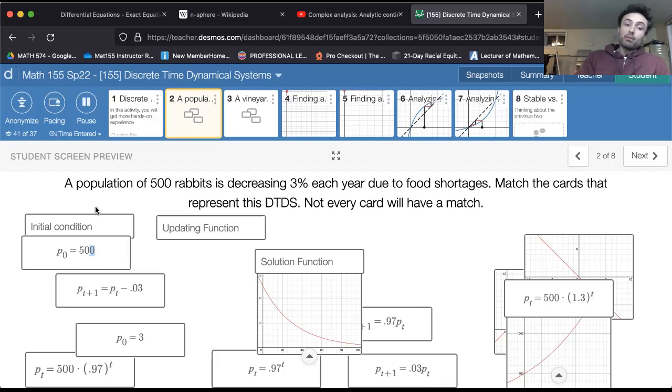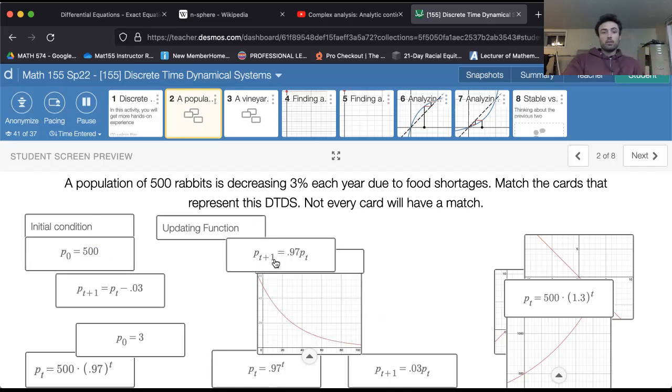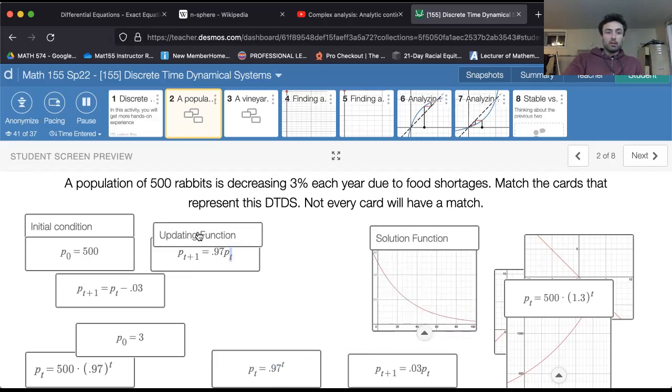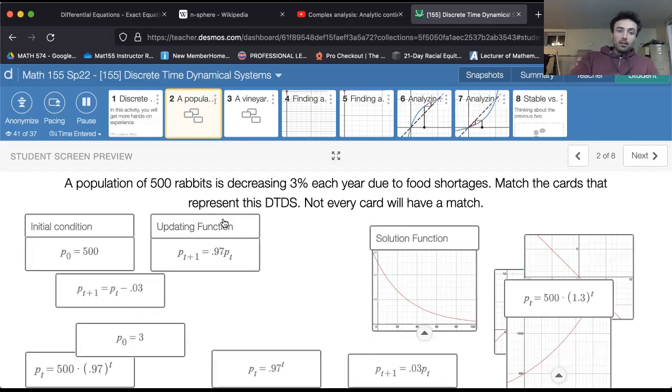So if it decreases by 3%, if you want to figure out what that was, turns out this is the updating function for it. So let's go ahead and put this with the updating function. Why do you not, let's see, if I move you here. Nope. Okay, well, nonetheless, that's an updating function for it. And why is this a 3% decrease? Well, how much is missing from 100% or 1? It's 0.03. So if you multiply by 0.97, you would have 3% less than what you started with.